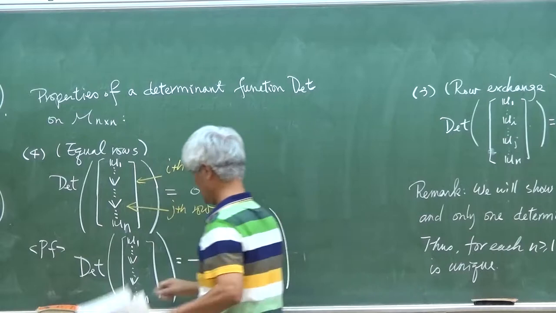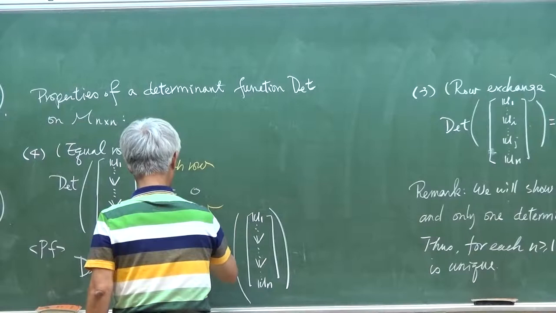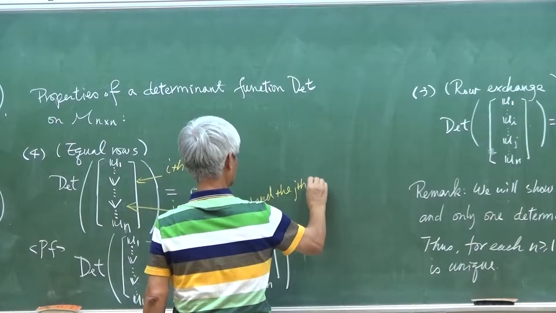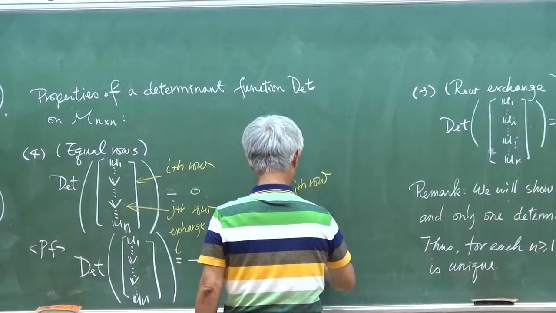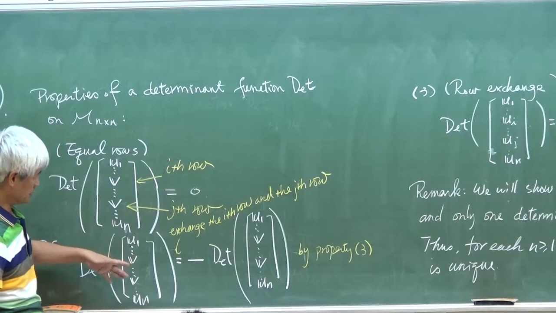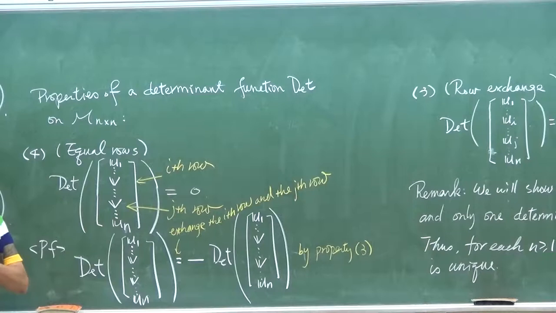So by property 3, after you exchange the ith row and the jth row, you have to change the sign, but you end up with the same determinant. So the only possibility is what? The determinant value is only 0 equal to minus 0, right? No other choice.